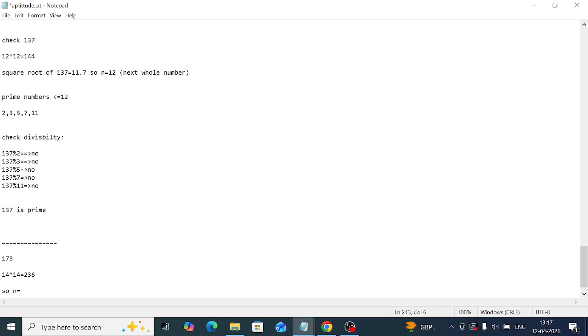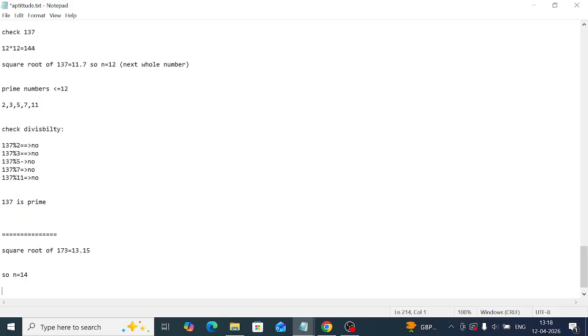Actually, square root of 173, what? 13 point something it will come. 13.15. So approximately, the next whole number is what? 14. 14 it is going to get.